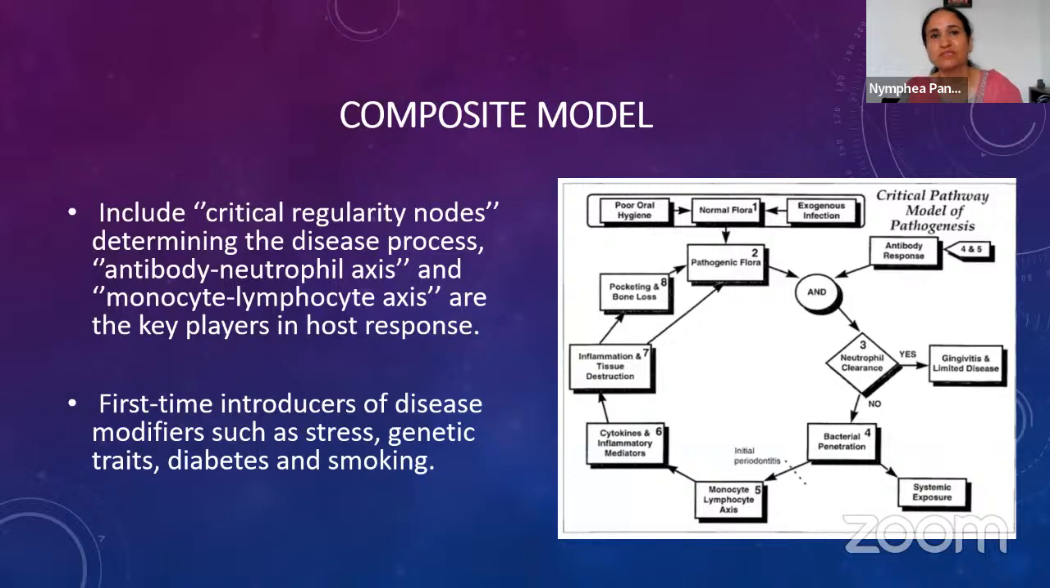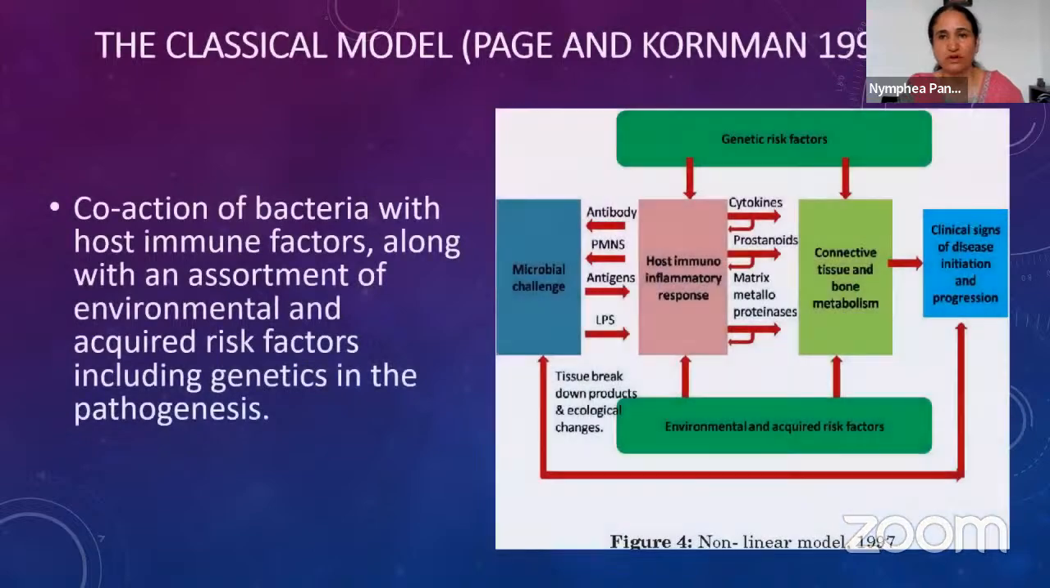And for the first time in the composite model, we gave the idea of the contribution of other factors, that is stress, genetic traits, diabetes, and smoking. This also contributed to this. Then in 1996, 97 came the classical model. Now this could explain most of the processes that are occurring in the development of periodontitis.